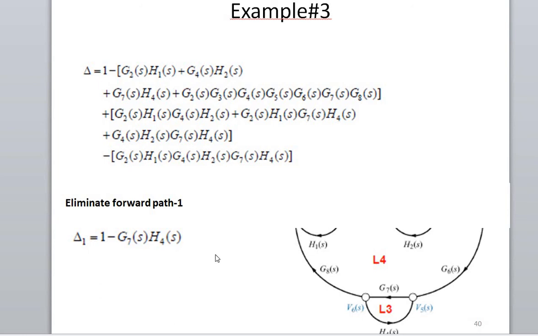Now we can write the transfer function is equal to P1 delta 1 divided by delta. For P1 you have to substitute the equation with G1, G2, G4 etc. And for delta 1 you can substitute this equation. For delta you can substitute this equation. That will be your final answer. Okay, thank you.